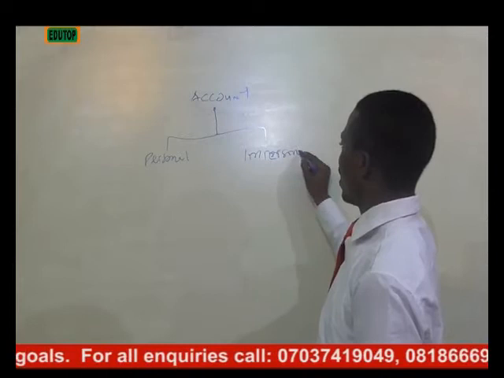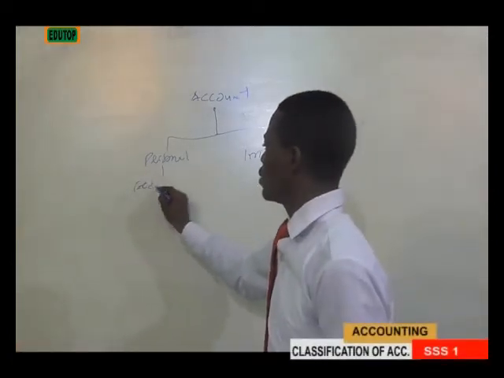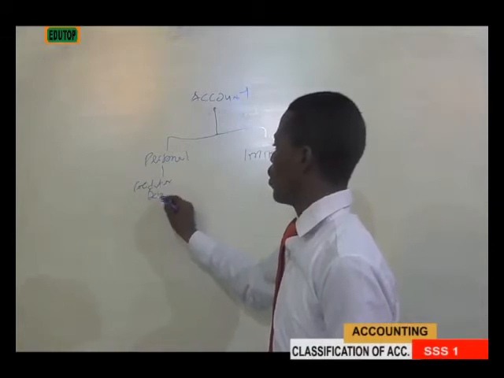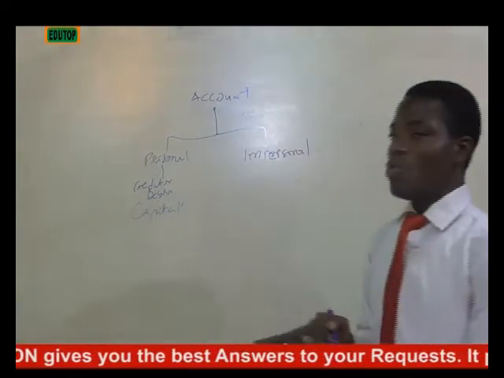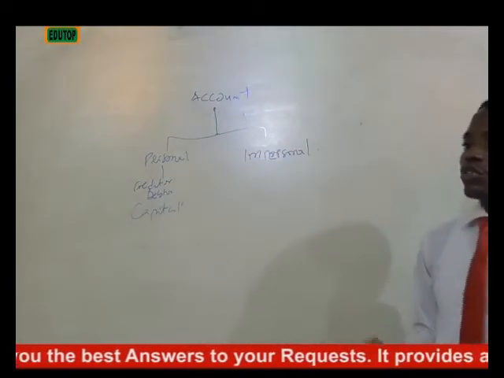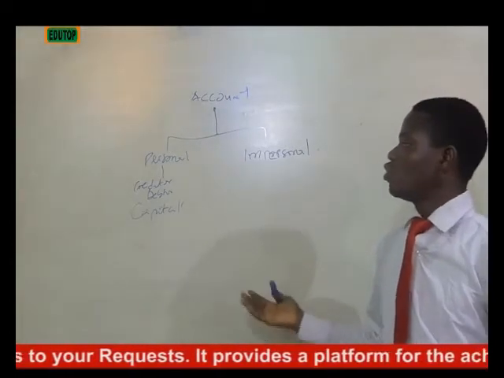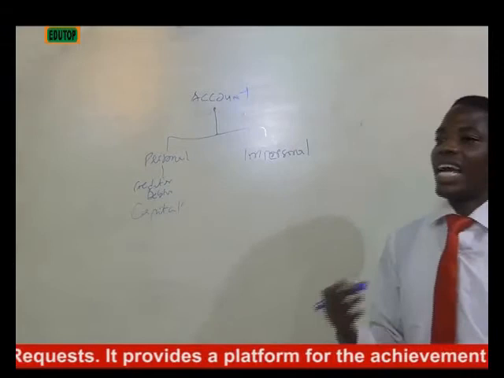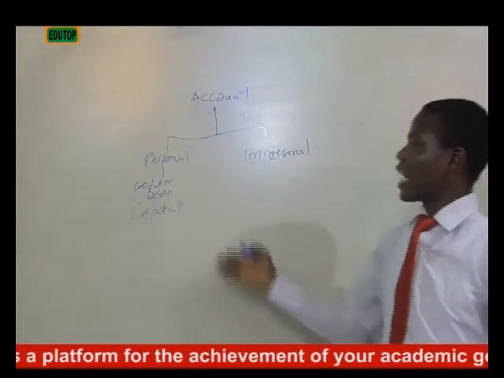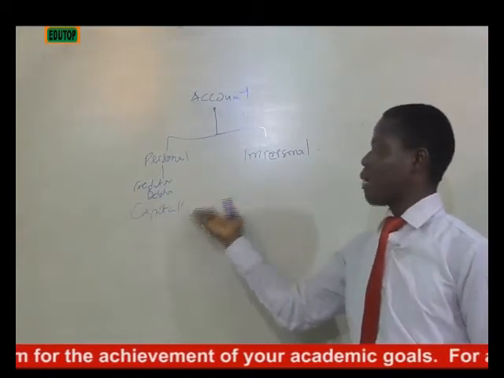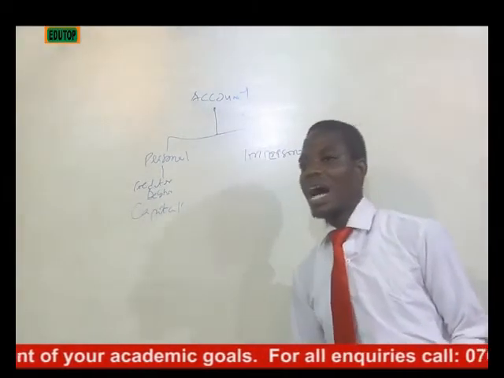Under here we have creditors, we have debtors, we have capital, so that you know which items belong to which account. That's why this kind of topic is introduced, so that for any item you see, you know where it belongs and which account it falls under. So any account like capital account, any account like Tunde Bola account, they are under personal account.